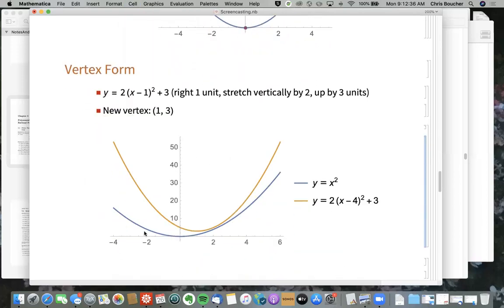So the graph here, I can just spot by eye. I just take my blue curve, I shift over 1 and up 3. Now notice the scale on the axes is different. So it looks like I went further to the right than up, but that's only because of the different scale. And the orange U is a little steeper, right? It's been stretched vertically from the blue curve.